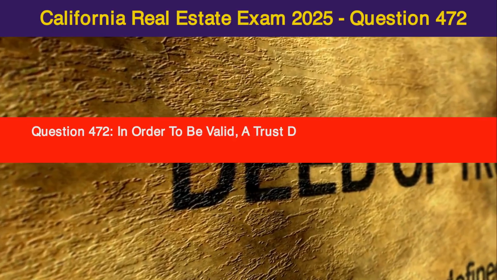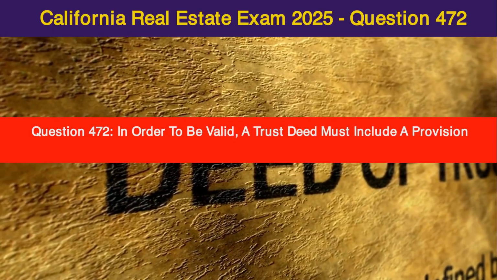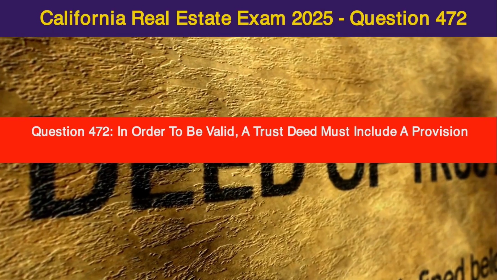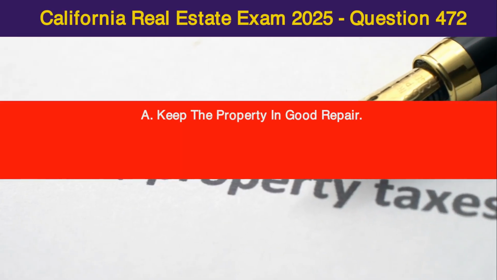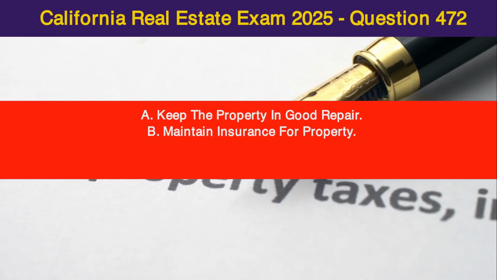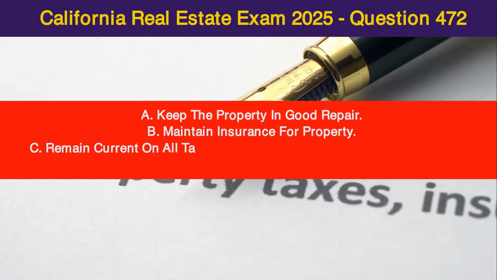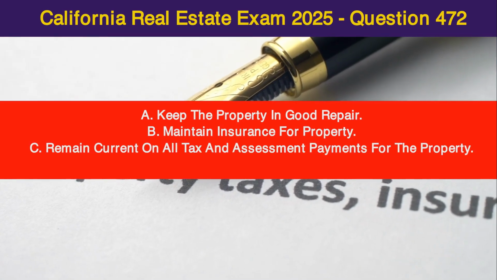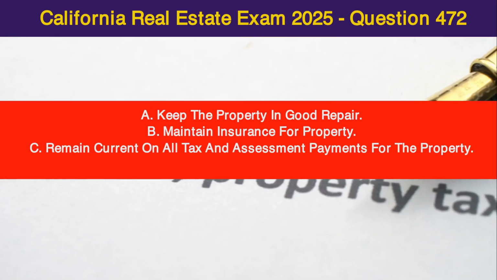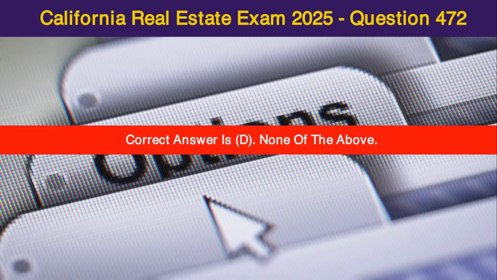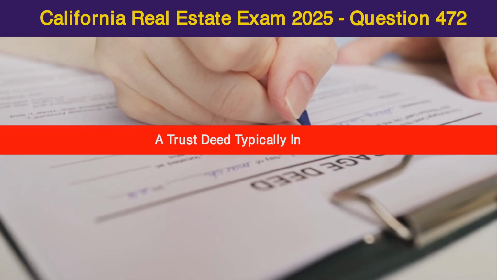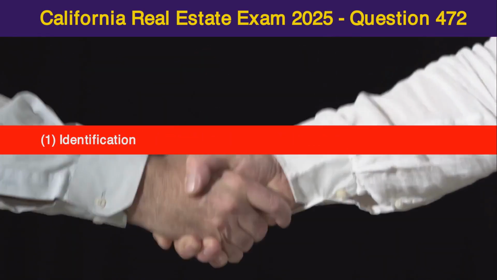Question 472. In order to be valid, a trust deed must include a provision requiring the trustor to: A. keep the property in good repair, B. maintain insurance for the property, C. remain current on all tax and assessment payments for the property, D. none of the above. Correct answer is D. None of the above.